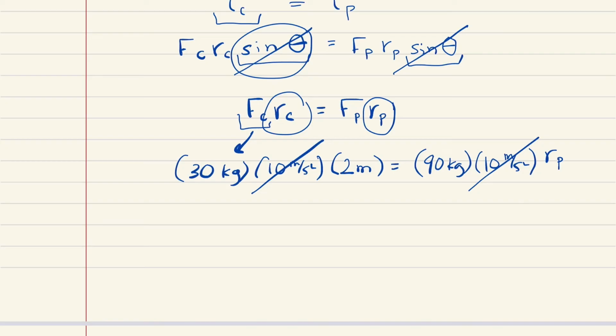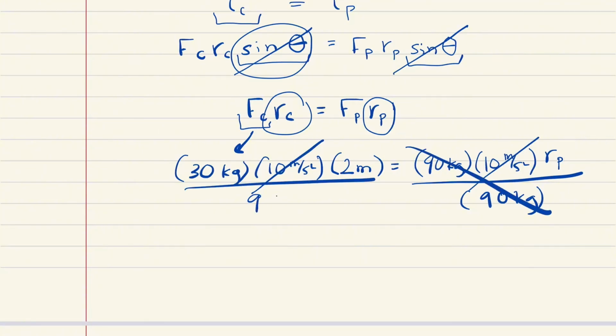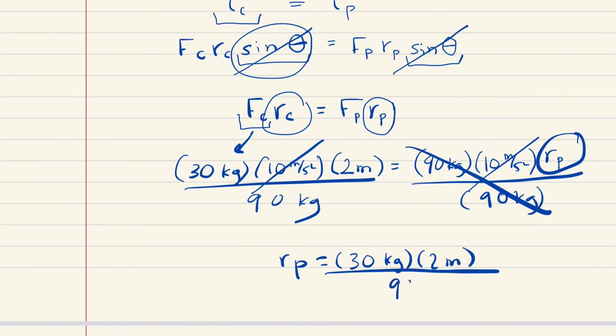Then we're going to move 90 kilograms over to the other side. So we're going to divide both sides by 90 kilograms so that we can isolate this term and solve for it. This is going to be equal to 30 kilograms multiplied by 2 meters divided by 90 kilograms. Now here the units kilograms cancel out. We're going to get our final answer in units of meters.